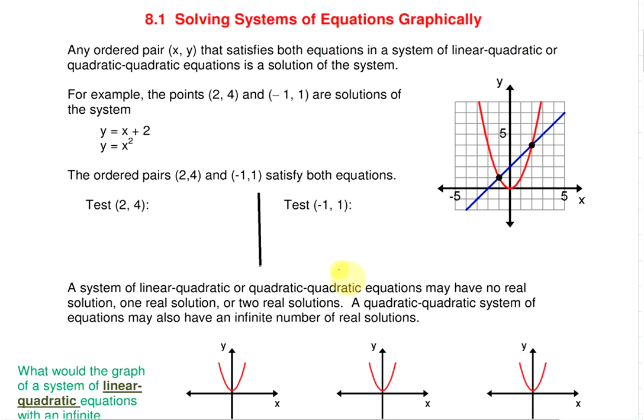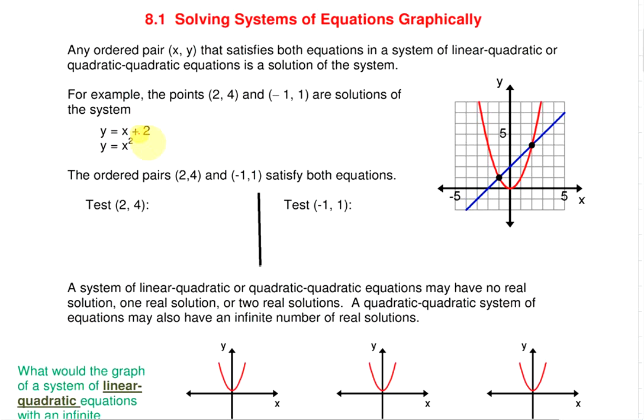Okay, so we're going to start looking at systems of equations, and the first topic that we will cover is the solving of systems by graphing them. Any ordered pair (x, y) that satisfies both equations in a system of linear-quadratic or quadratic-quadratic equations is the solution of the system. For example, the points (2, 4) and (-1, 1) are solutions of the system y = x + 2 and y = x².